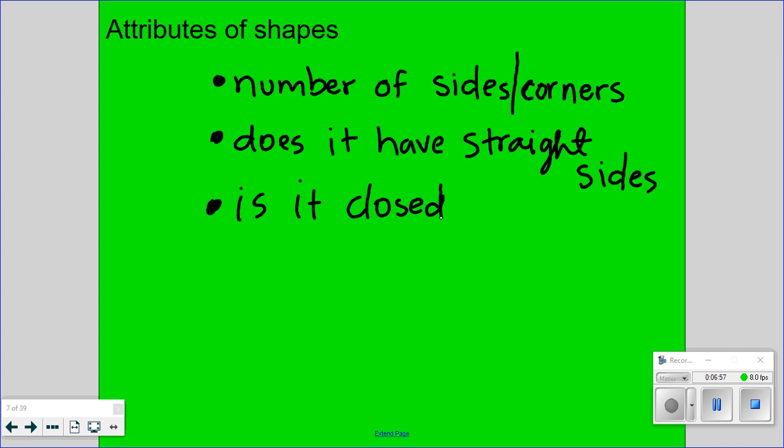All of them. So far, so good? Today, we're going to look at another attribute. Because right now, you can very easily look at a shape and figure out if it's closed or not. You can do that easy peasy. You can also look at a shape and see if it has straight sides. You can also look at a shape and pretty easily count the number of sides and corners. You can already do those three things. So today we're going to look at another attribute that mathematicians use in order to classify or name a shape.